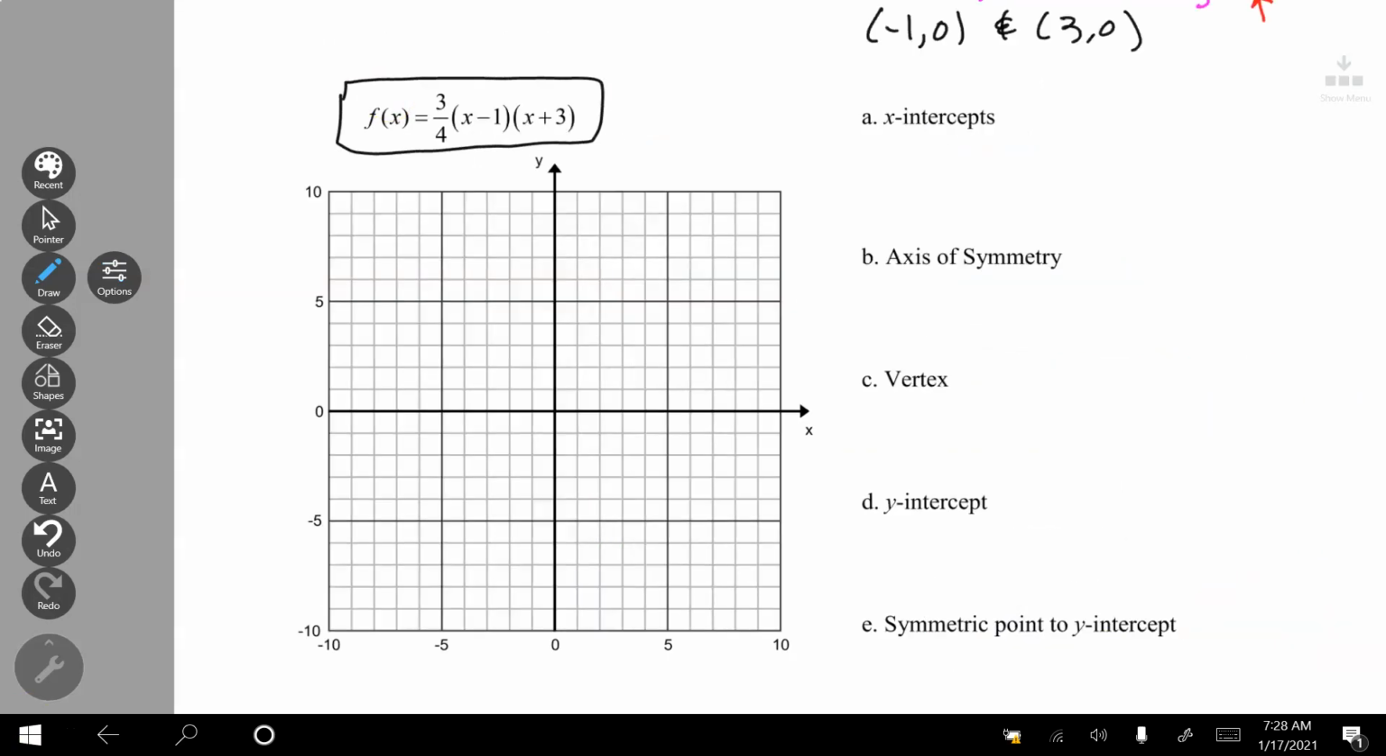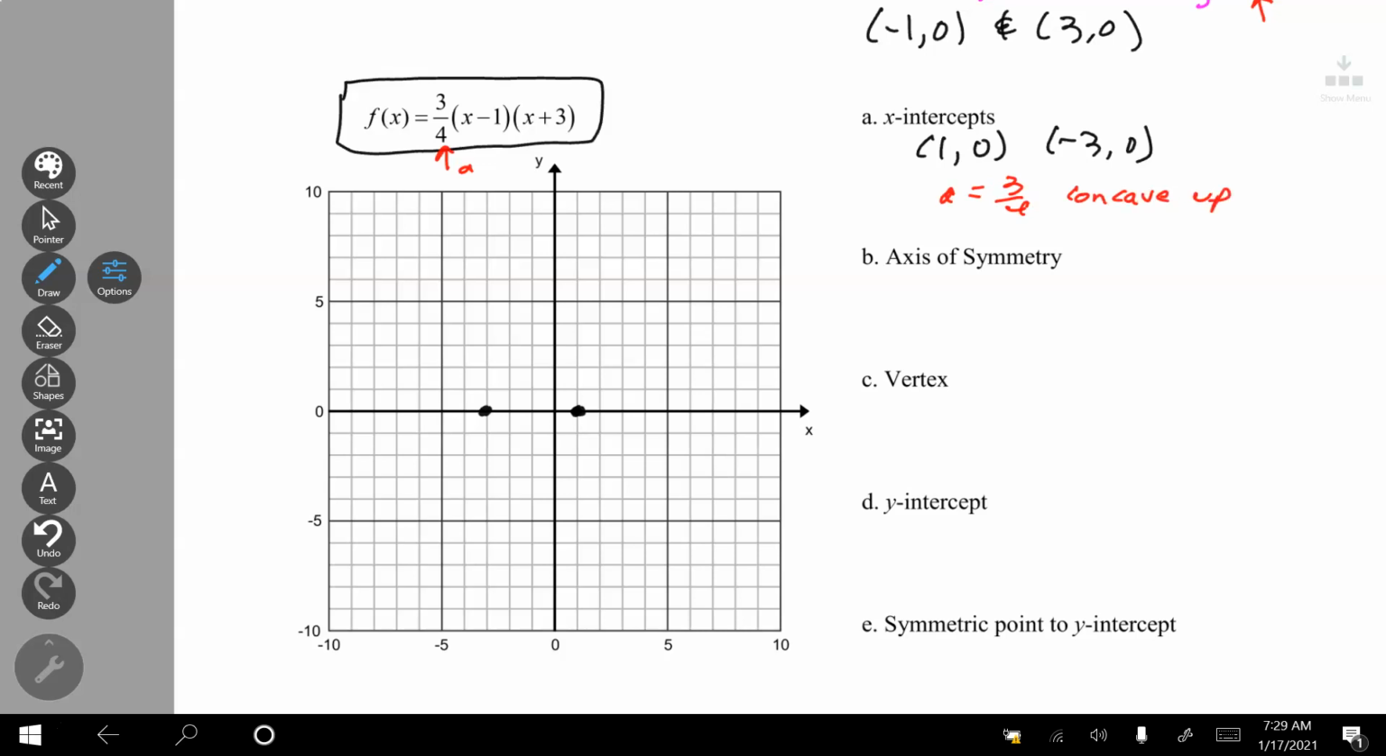Okay, next one is in x-intercept or factored form. My x-intercepts are the opposite of what I see, so I have x equals 1, x equals negative 3, so 1 comma 0 and negative 3 comma 0 are right here. I'm going to make note of that a value right here. That a value, a is equal to 3/4, so I better draw something that is concave up.